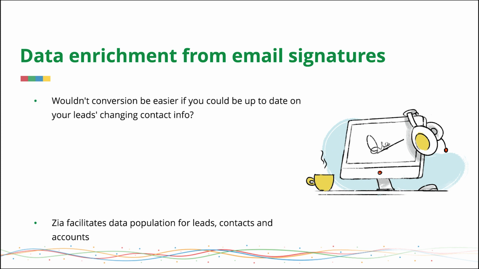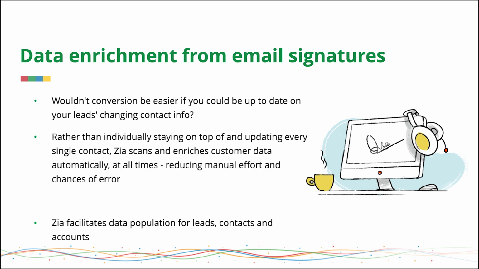It would be tedious to manually enter information from the signature one by one, as it is also time consuming. Instead, Zia allows you to extract personal information from an email signature and helps you update an existing or a new lead contact. This reduces manual effort and chances of error. It facilitates the data population of leads, contacts, and accounts modules.